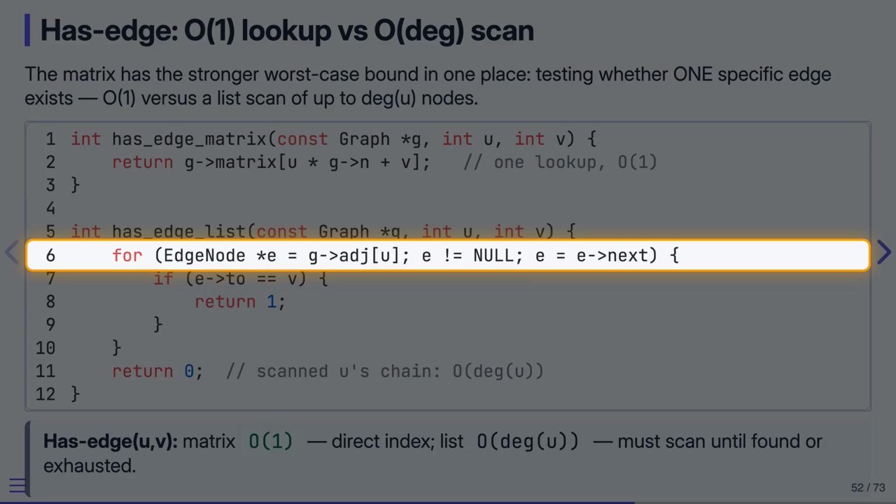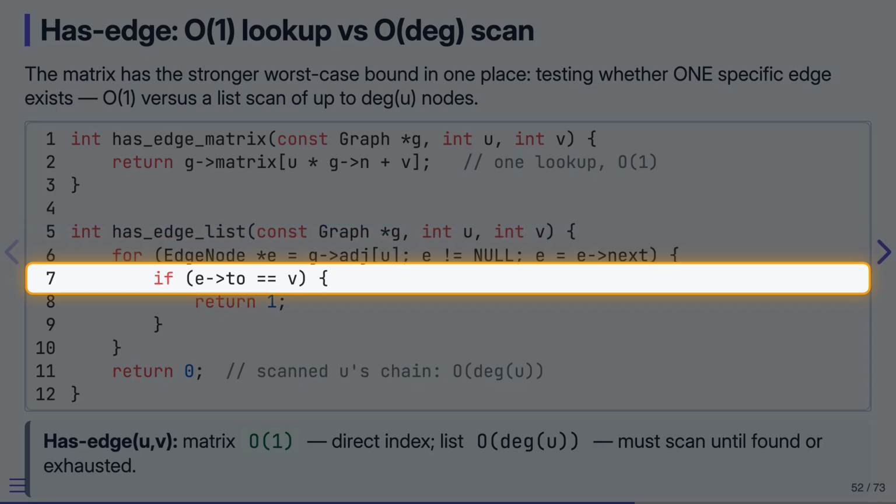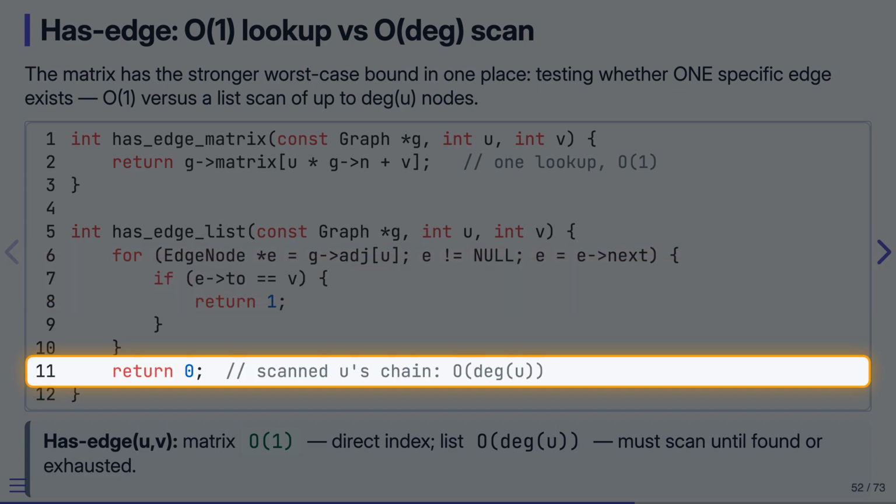It walks U's chain, following E arrow next until the node is null. At each node it checks if E arrow to is equal to V. If so, it returns 1, meaning the edge exists. If the walk ends without a match, it returns 0. So the list may scan the whole chain, which is big O of the degree of U.